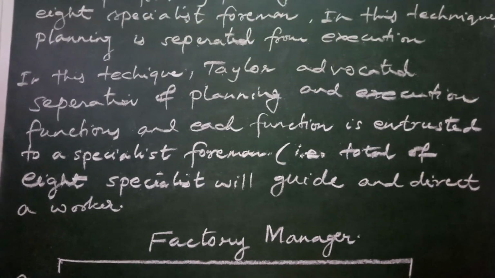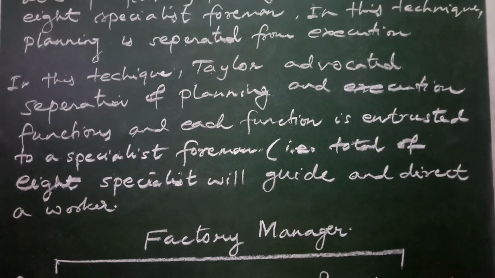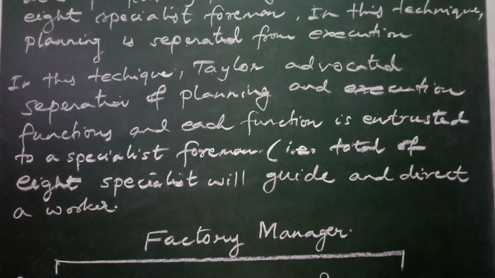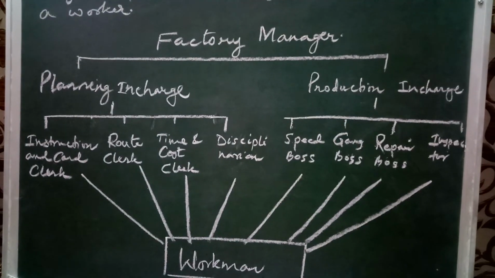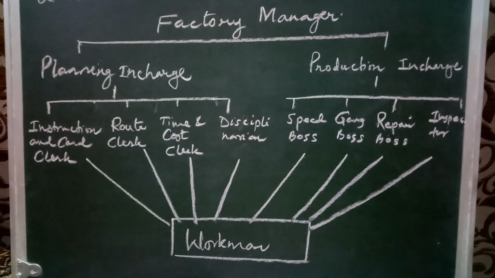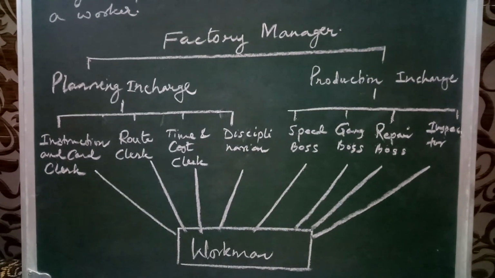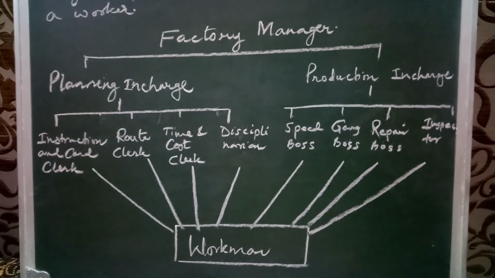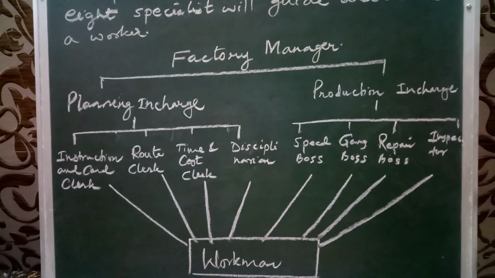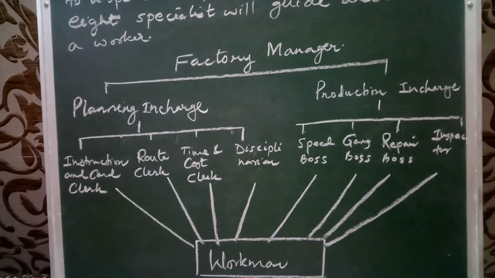In this technique, Taylor advocated separation of planning and execution functions, and each function is entrusted to a specialist foreman, that is, a total of 8 specialists will guide and direct a worker. Now let us see how this works. We have a factory manager, having planning in charge and production in charge. Under planning in charge, 4 personnel, namely instruction card clerk, route clerk, time and cost clerk, and disciplinarian work.